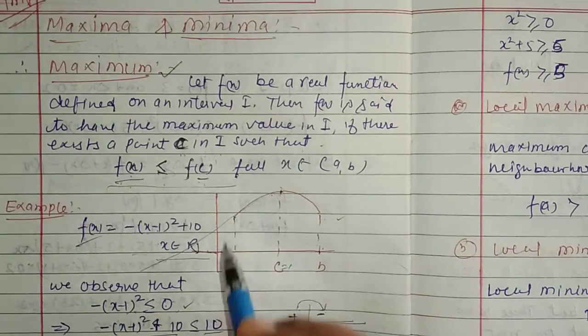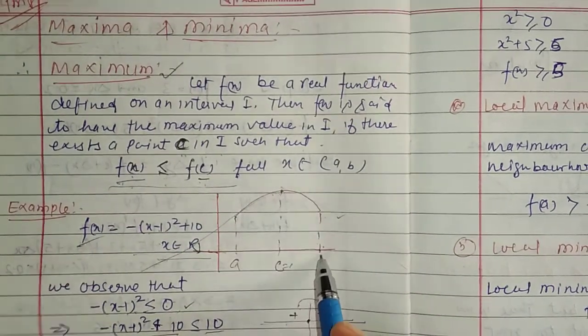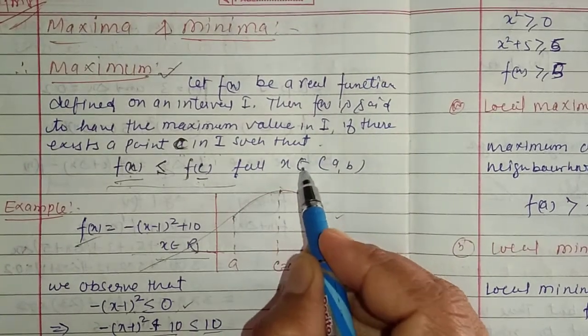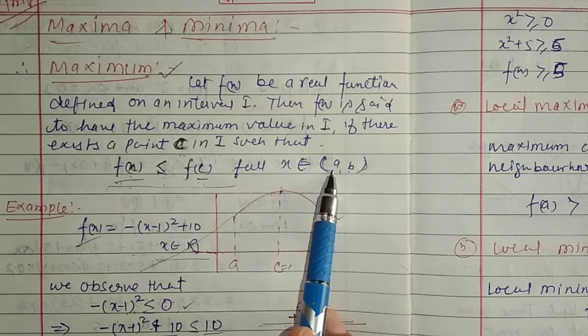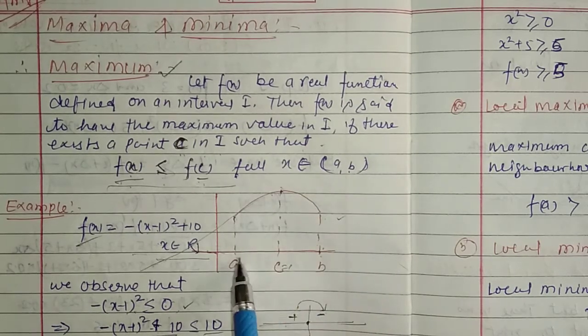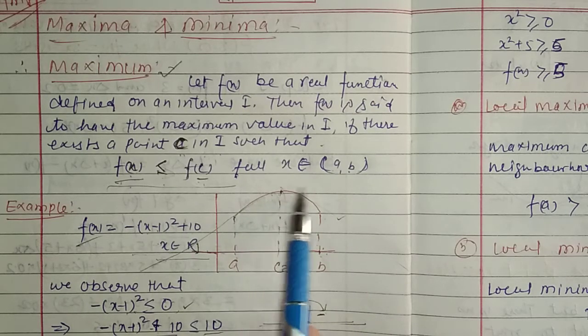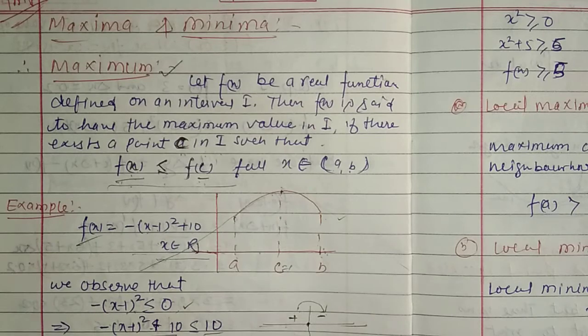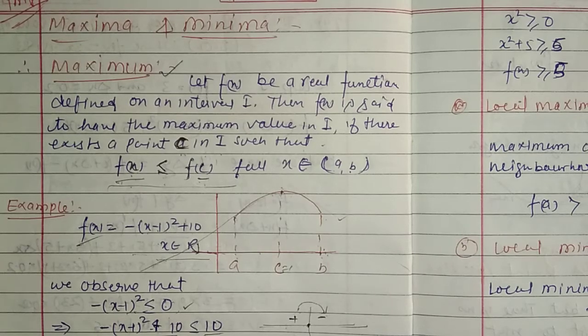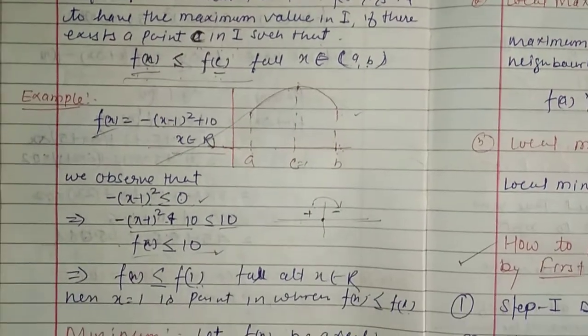So we have given an interval (a, b), so x belongs to (a, b), which is an open interval, and C is a point between a and b, not necessarily in the middle, but C is any point in which the value of the function is maximum. Clear? We can clear our concept with an example.